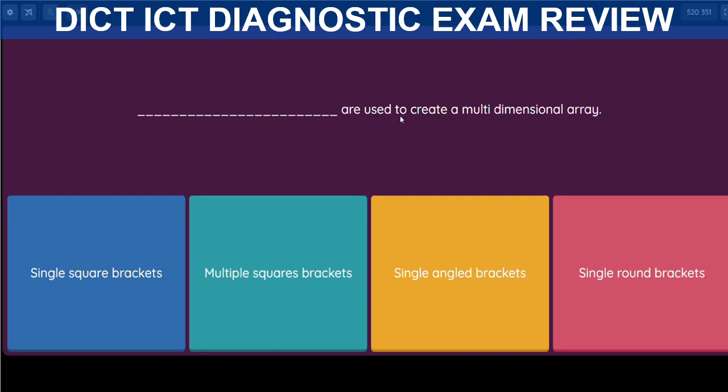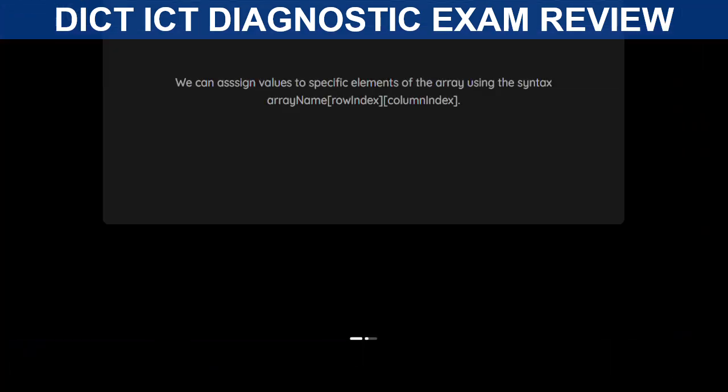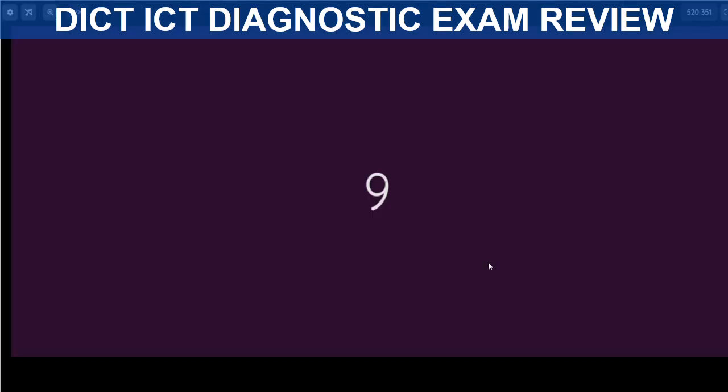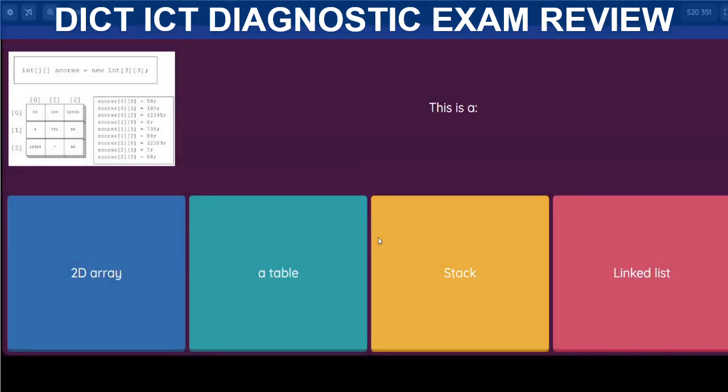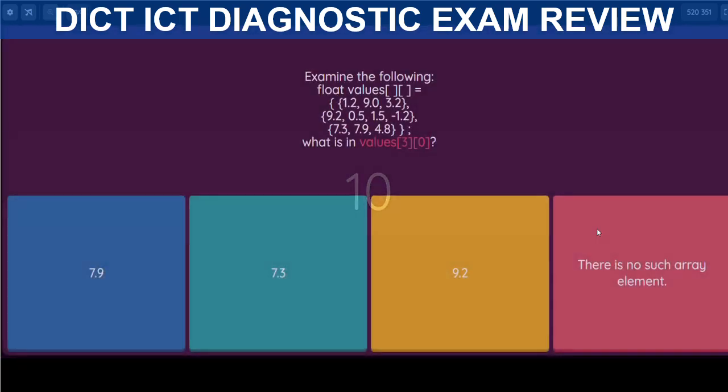So blank are used to create a multi-dimensional array. So if it's a multi-dimensional array, you use multiple square brackets. This is an example of a two-dimensional array. So a two-dimensional array is with rows and columns.